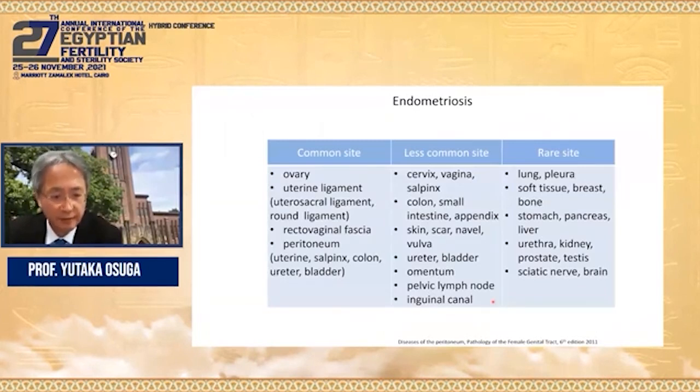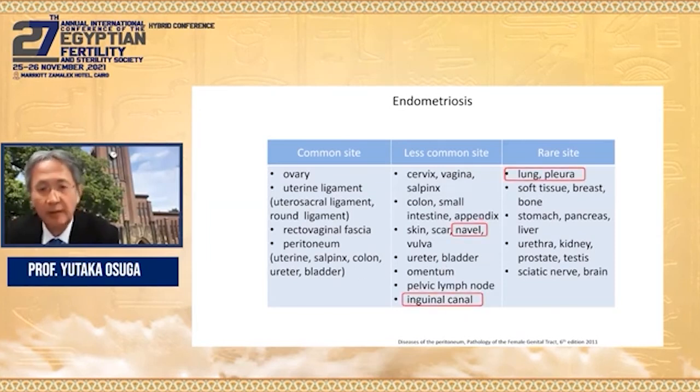This figure is taken from the textbook of pathology. Endometriosis can develop anywhere in the body. Our familiar ones are here. And you can see today's topics here. And they are in less common sites or in rare sites.